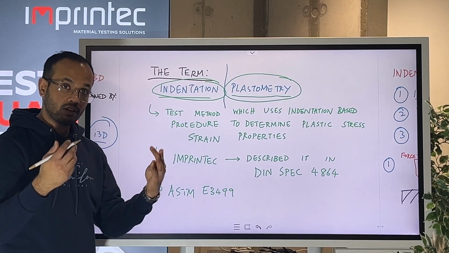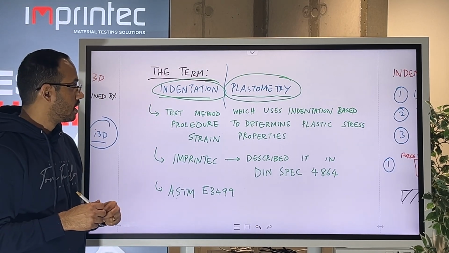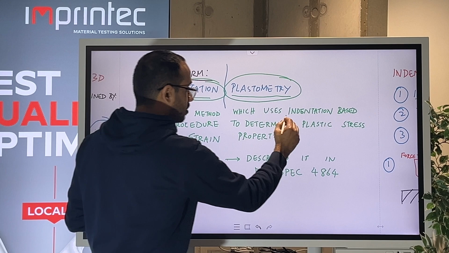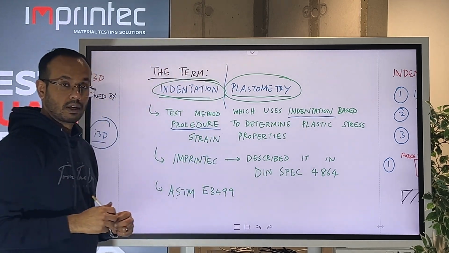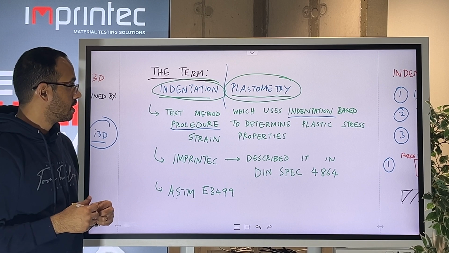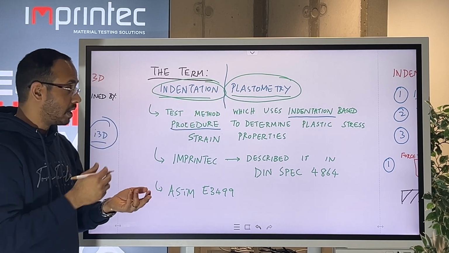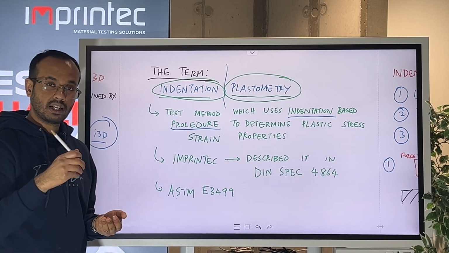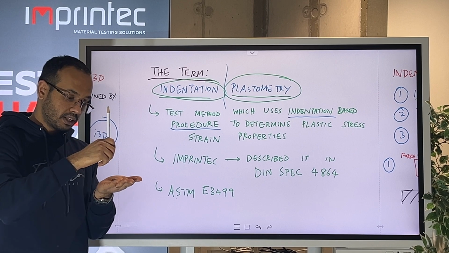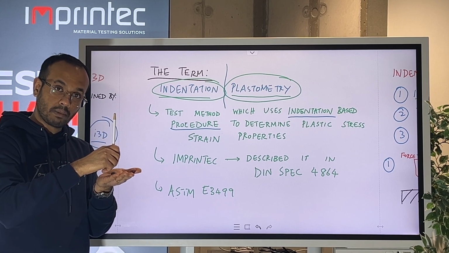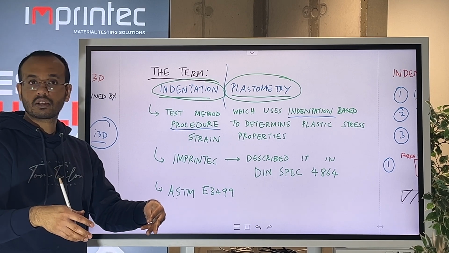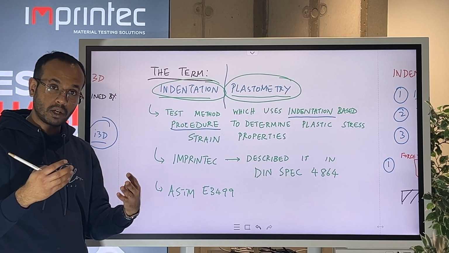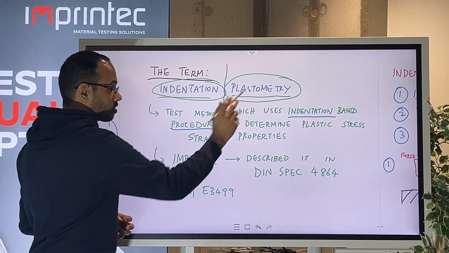Let's first understand what the term indentation plastometry means. Indentation plastometry is a test method which uses an indentation based procedure to determine plastic stress strain properties. Let's break this word down into two parts. The first part is the indentation, which is very similar to how you did hardness testing. That is, you have a very sharp indenter tip and we drive it into a material. The material deforms plastically, right? And the residual plastic deformation that is left is what is called plastometry.